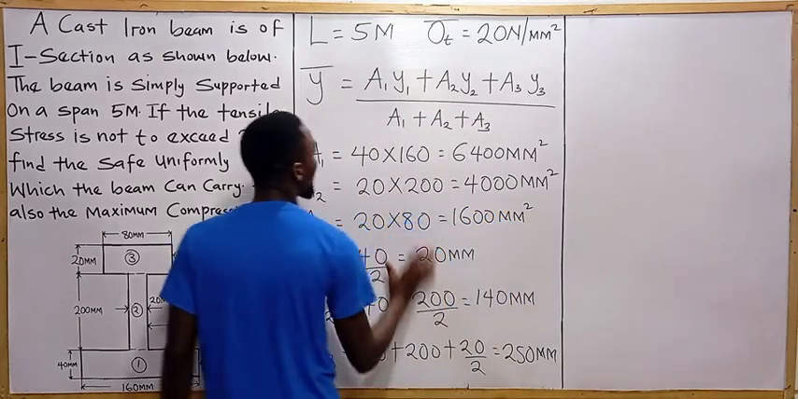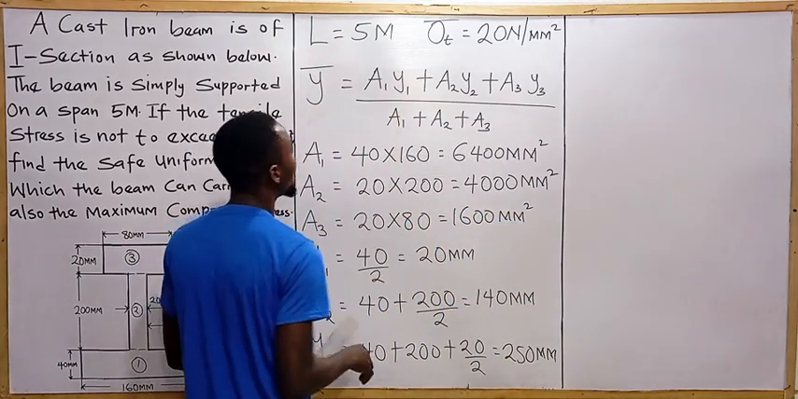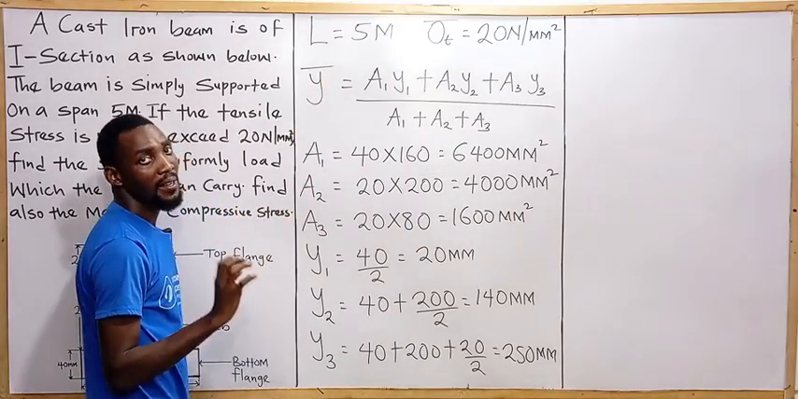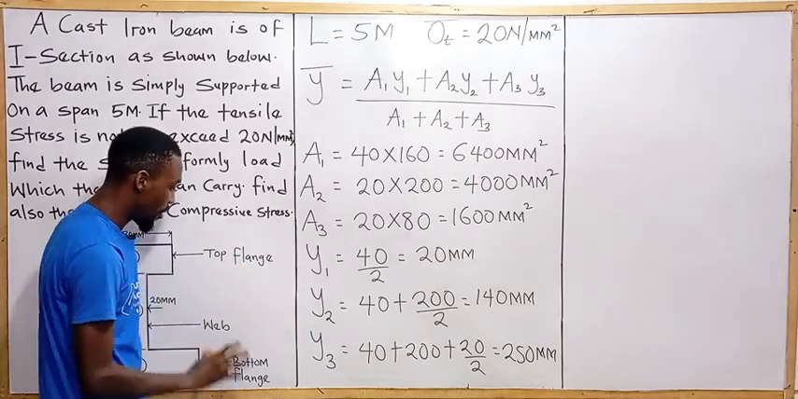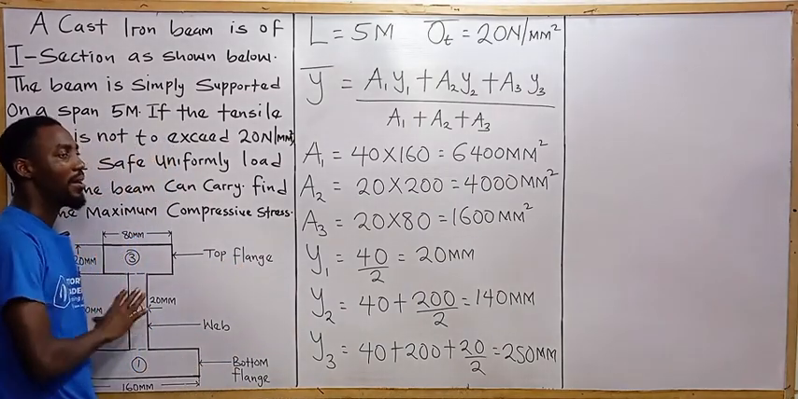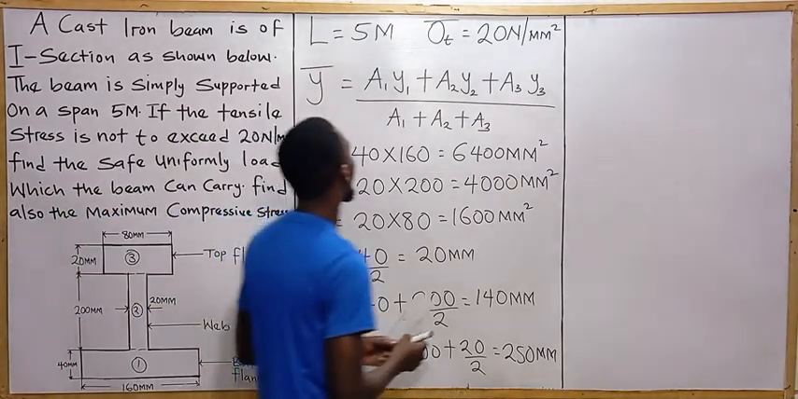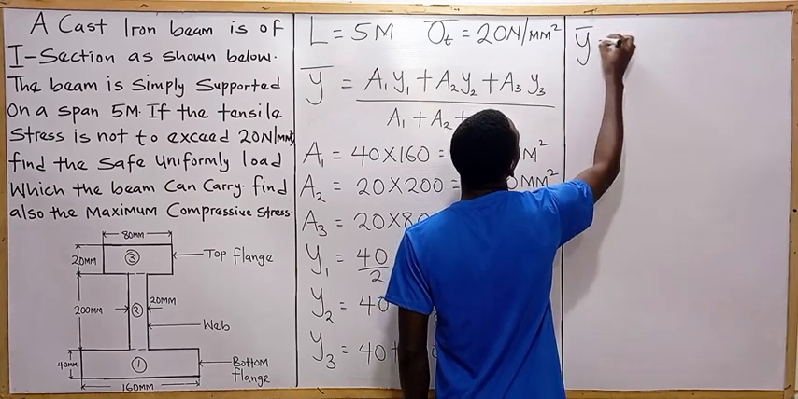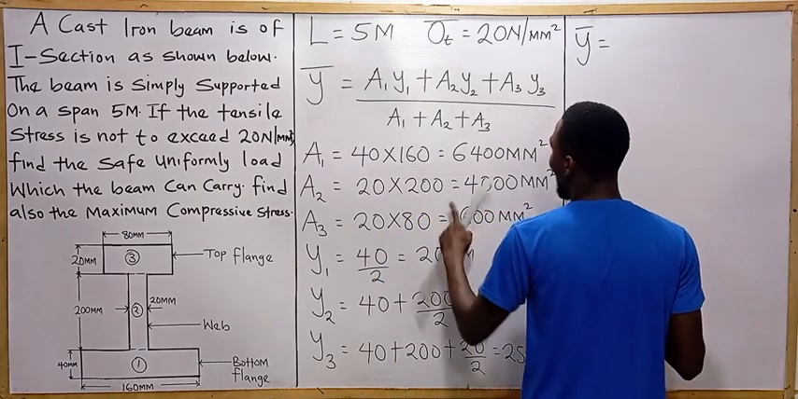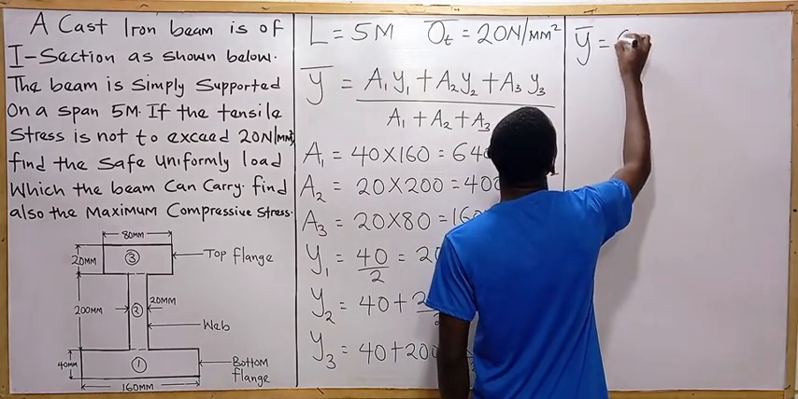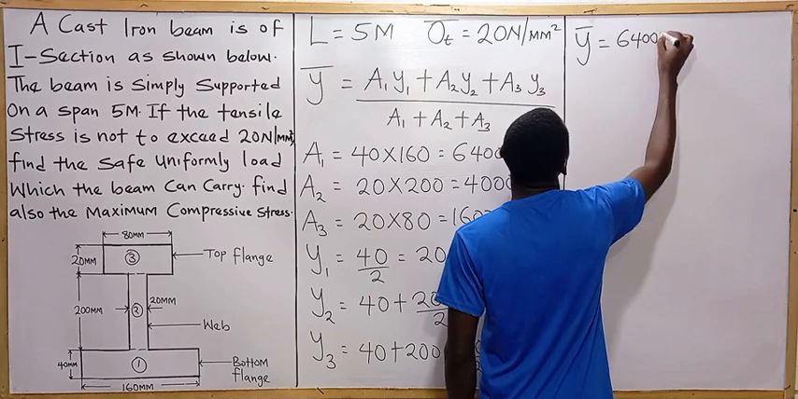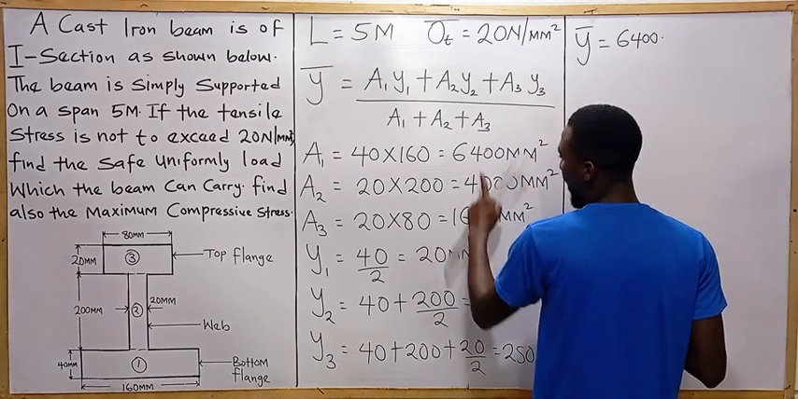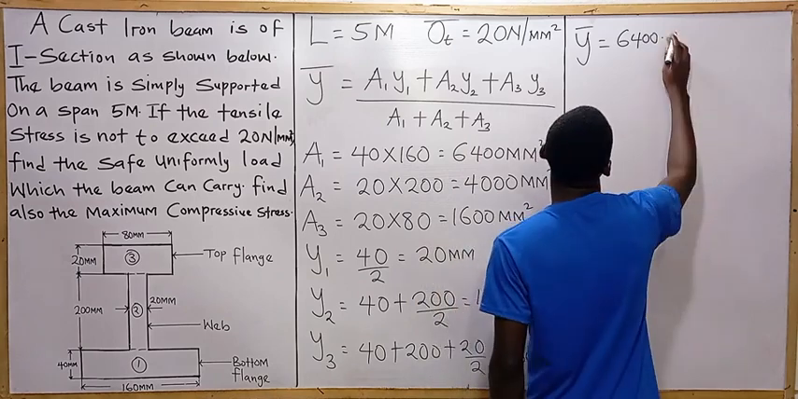So let's substitute all these parameters into this formula, because I already told us that our y bar is the distance of the center of gravity from the bottom surface about the neutral axis. All right. So now our y bar will be equal to our A1. What is our A1? That is 6,400 multiplied by our y1. Our y1 is 20.